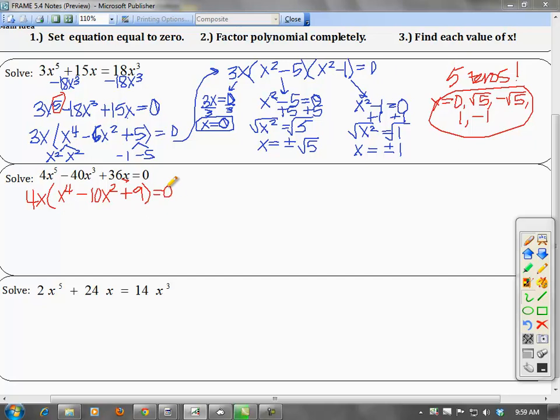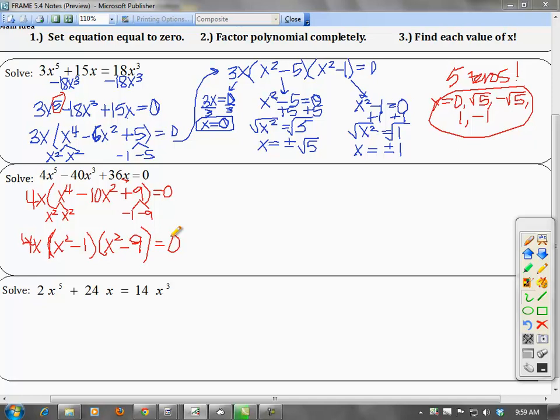Okay, and I'm going to go through exactly the same way I did before. X to the 4th I can break apart as x squared and x squared. 9 is 1 times 9, but they both have to be negative. So I've got this 4x, and then I've got an x squared minus 1, and I've got an x squared minus 9.